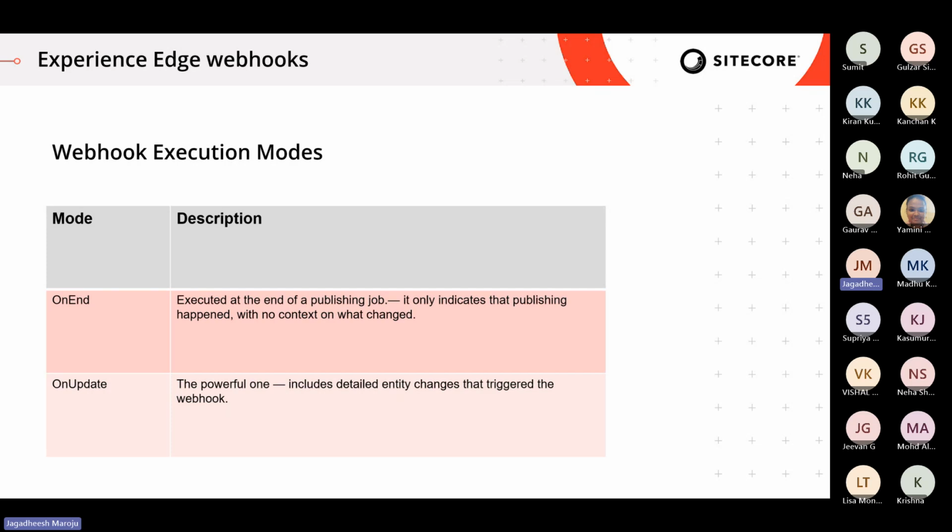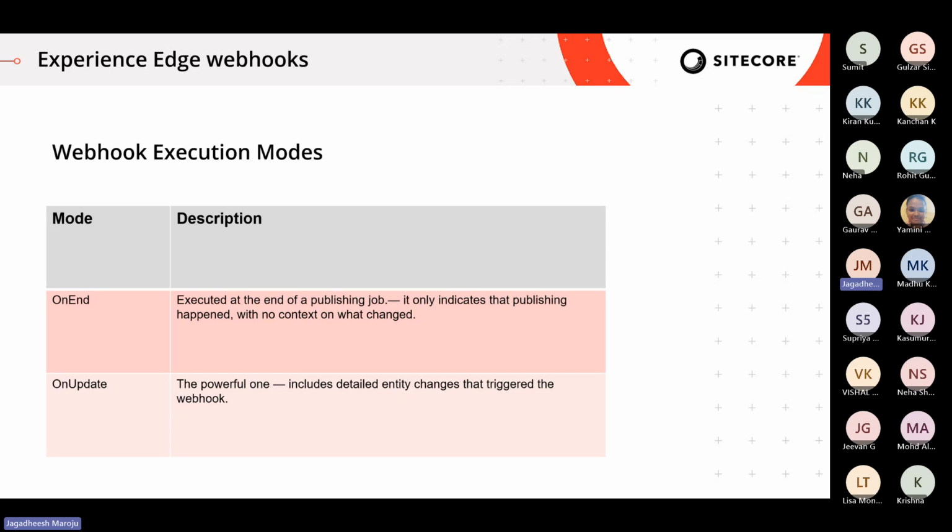But to be honest, it's not that useful. It only tells you the publishing is done, that's all. It doesn't give you any context: what items, at what time, what instance the event occurred, and it doesn't give you any context of Sitecore. So I won't spend much time on end. The main important one is the on update webhook. The update execution mode is the most useful one.